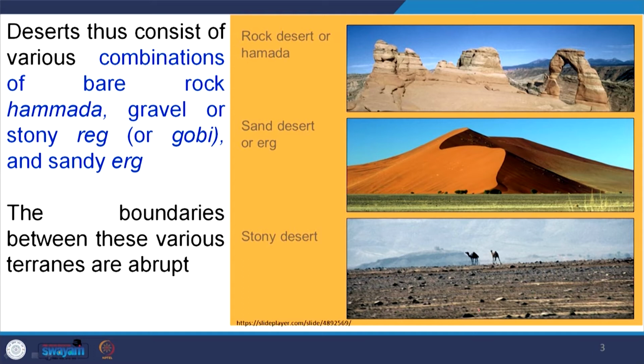The boundaries between these various terrains are abrupt, because there is a sudden fall or sudden rise of the wind velocity. That is why the different domains are separated, but that does not mean the separated domains will remain separated forever. It is possible that sand from a stony desert may move to the hamada surface, and from the hamada surface it will move to the stony desert.